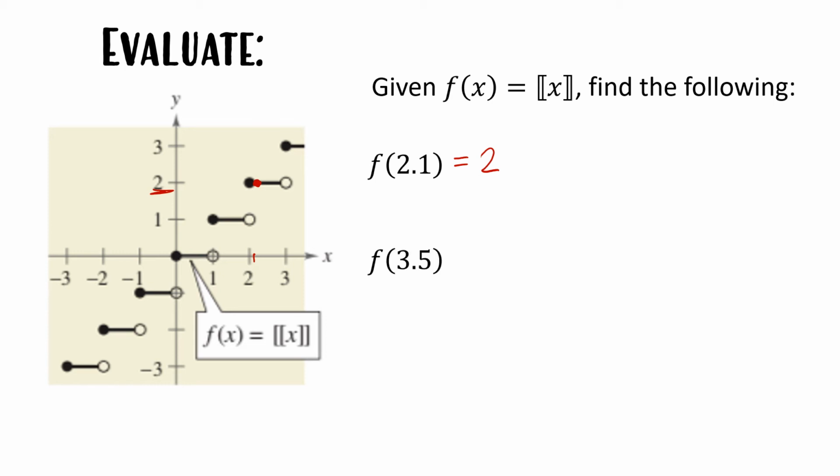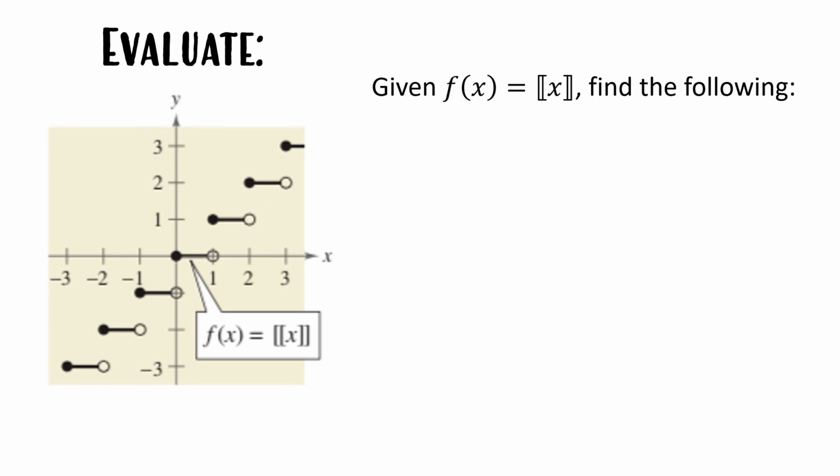Let's do the same for f of 3.5. Again, 3.5 is going to take that real number and round it down to the nearest integer, so 3. F of 9.7 is going to round that down to 9.